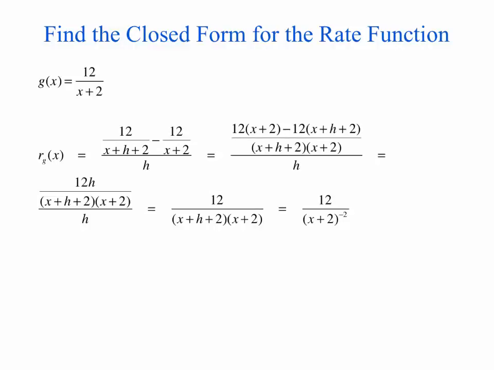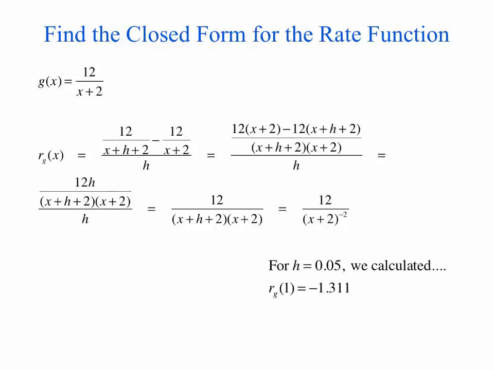No, you just write it as squared. This negative should be up here. Just move that negative there. This should be negative 12 over x plus 2 squared. Make sure: negative 12 over x plus 2 squared, not negative 2.